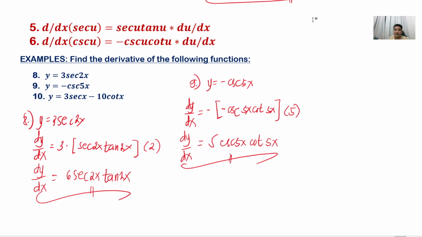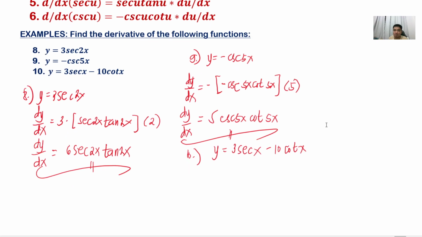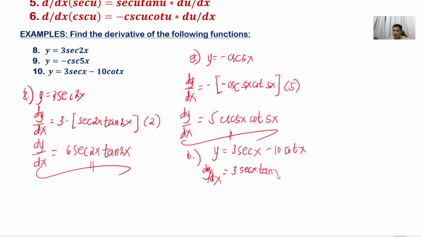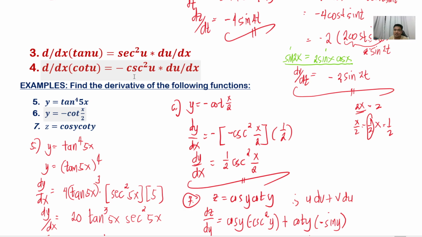And then for the last example, number 10, we have your y equals 3 secant x minus 10 cotangent x. So, alam natin yung secant. Yung cotangent, balikan mo yung kanina. Di ba? So, derivative of y with respect to x is 3. Secant is secant tangent. Di ba? So, that is secant x tangent x minus 10. Ano ang derivative ni cotangent? Balik ka sa taas. Ang sabi dyan, ang derivative ni cotangent is negative cosecant squared u.